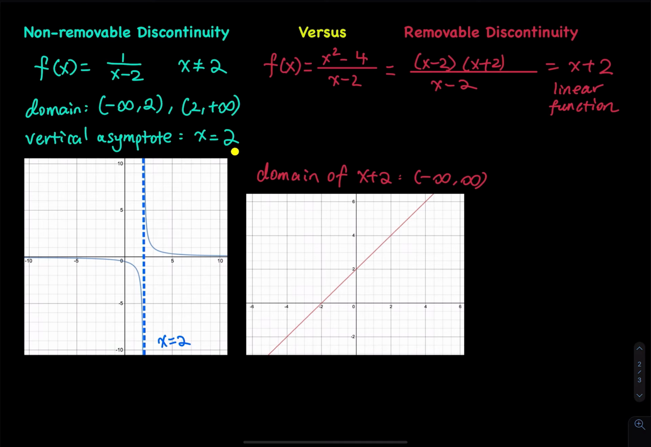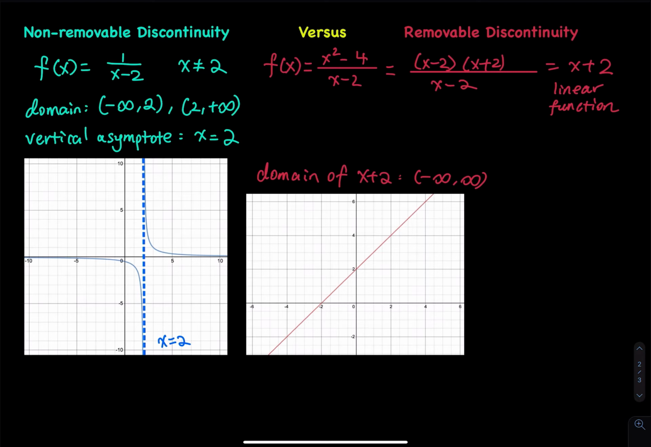And this is a perfect example to explain non-removable discontinuity. Don't worry about why it is non-removable. I will explain that later. Look at this function, 1 over x minus 2. There is no way to simplify the numerator and the denominator because there is nothing to be simplified. Based on the denominator, I can tell that x cannot be equal to 2. Therefore, when x is equal to 2, there is a vertical asymptote, as you see on the graph, right?